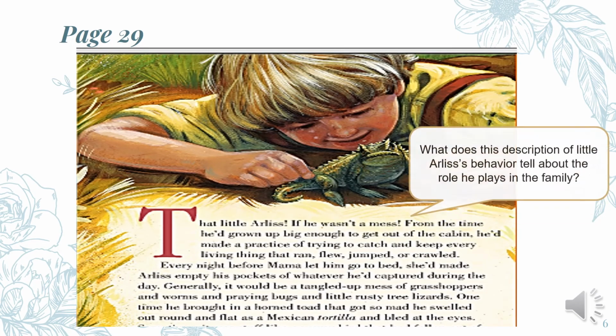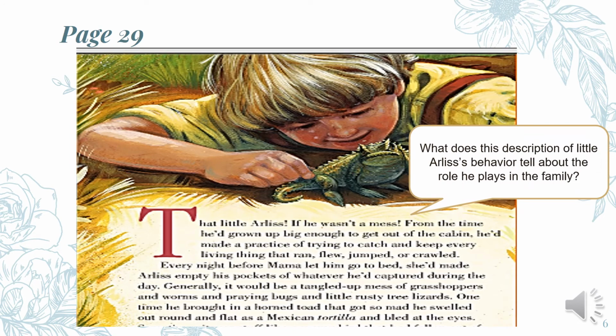So let's look at this. On page 29, we're going to read about Arliss. Who's telling the story is the 14-year-old Travis. At the very beginning of the story, he is describing his little brother. So we are going to read, and we need to think about this question: what does this description of little Arliss's behavior tell about the role he plays in the family? What is he going to do? What is his role in the story?